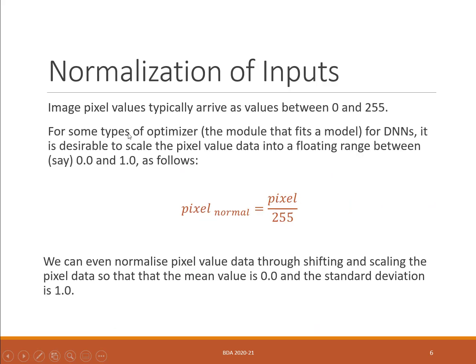The most common pixel format in images taken from digital cameras is an integer number ranging from 0 to 255. But for DNNs and CNNs, it is desirable to scale the pixel value data into a floating range between 0 and 1, as shown in this equation. Input data can be normalized by shifting and scaling the pixel data so that the mean value is 0 and the standard deviation is 1. It is because neural networks prefer to deal with small input values. So, input data should be formatted into appropriately floating point tensors before being fed into a neural network.